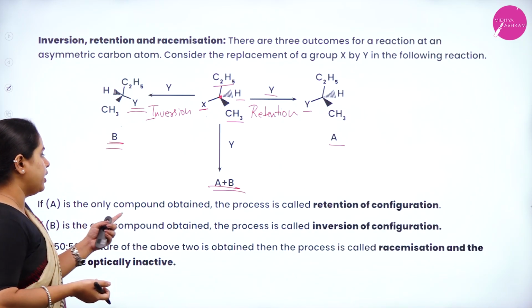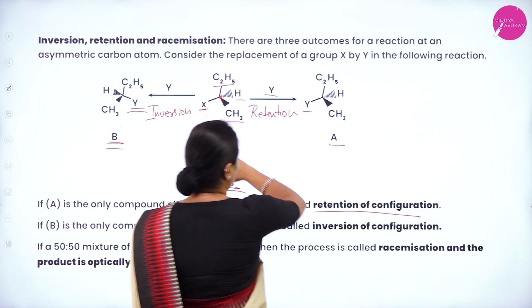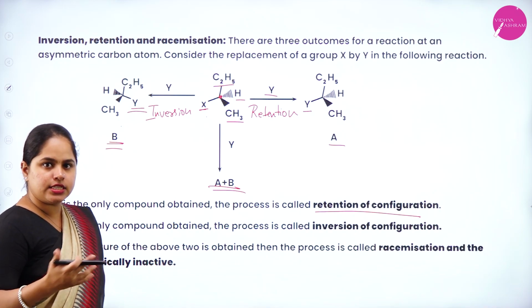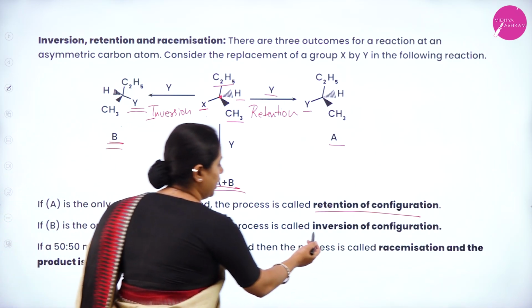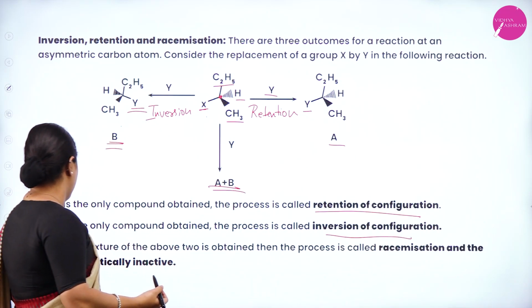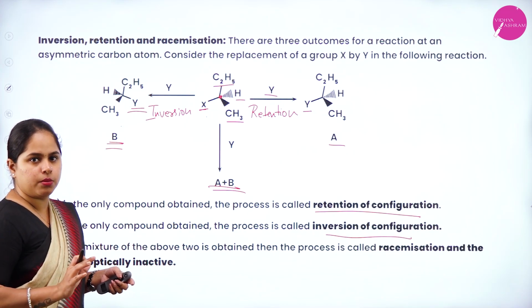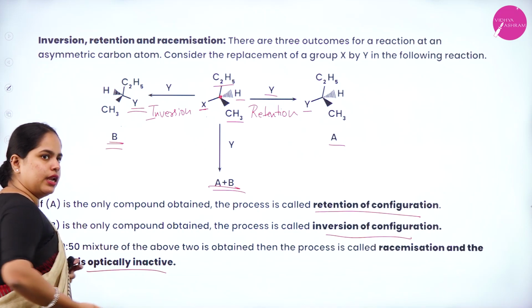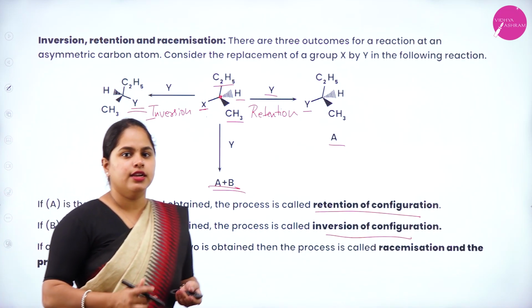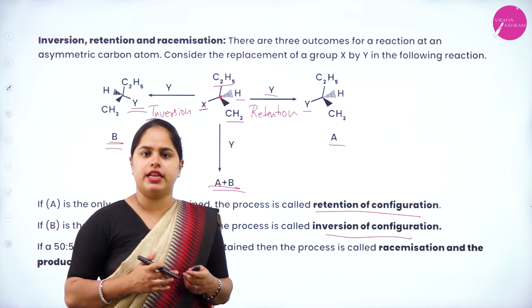So if A is the only compound obtained, the process is called retention of configuration. If you are only getting B, it is inversion of configuration. And if we take 50-50 percentage, 50 percent of both being formed, a racemic mixture will be formed and the product will be optically inactive, right? We have already discussed that. So I hope inversion, retention and racemization is clear for you.